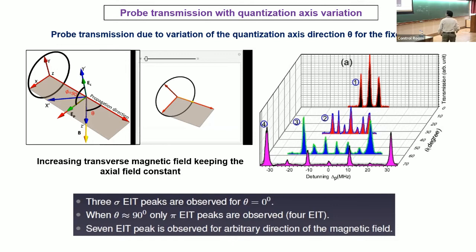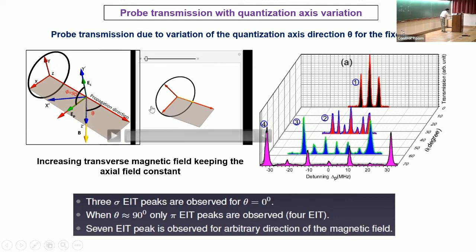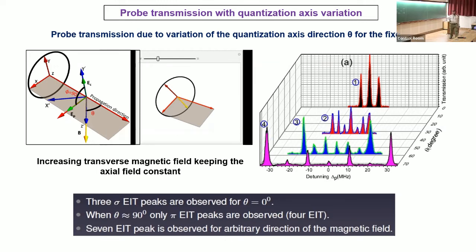And then we tried to change the B. The video will not run. I will run it. So I will run to make this run. Yeah. So what we did is that we changed this quantization axis by changing the transverse magnetic field: we increase the transverse magnetic field, keeping the axial field constant.